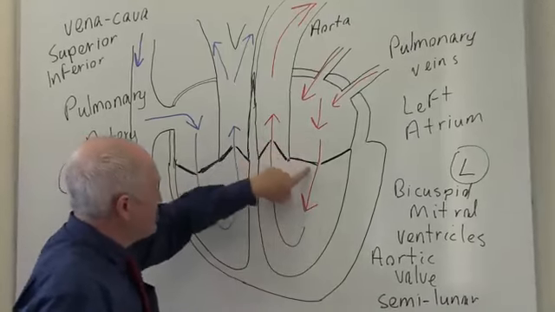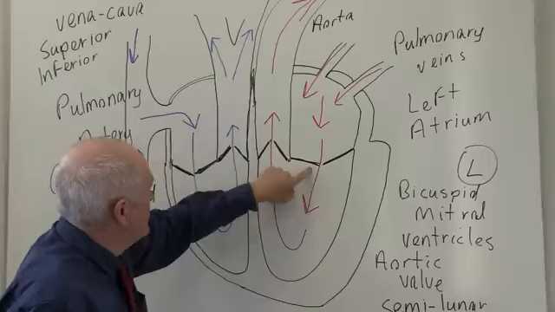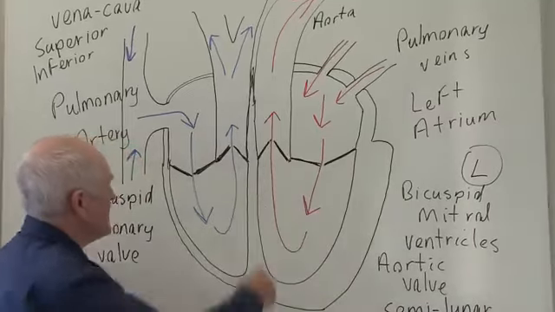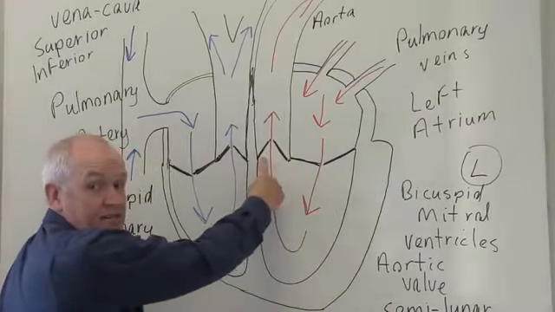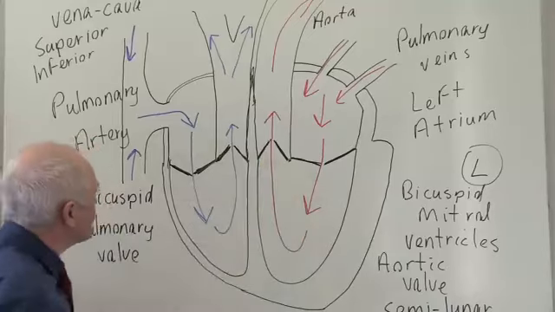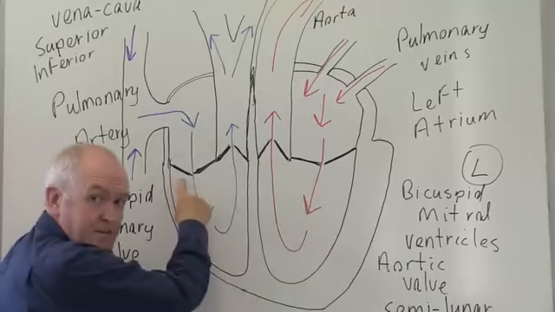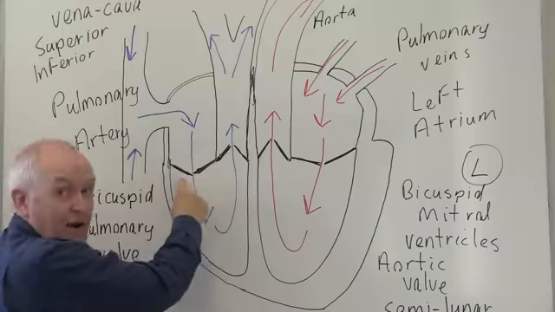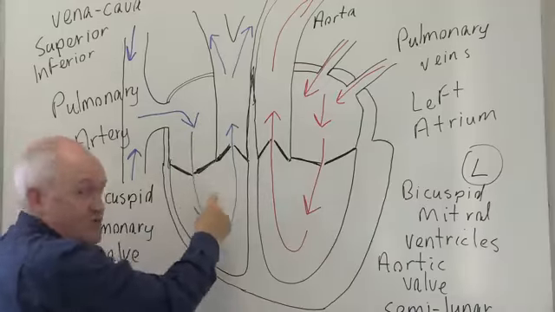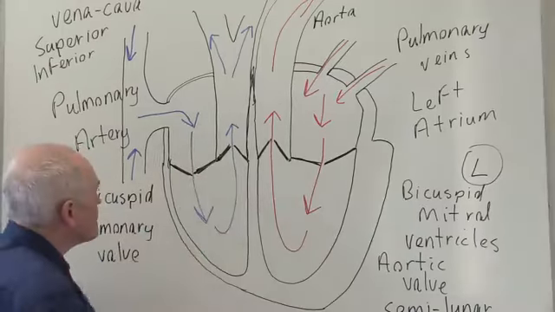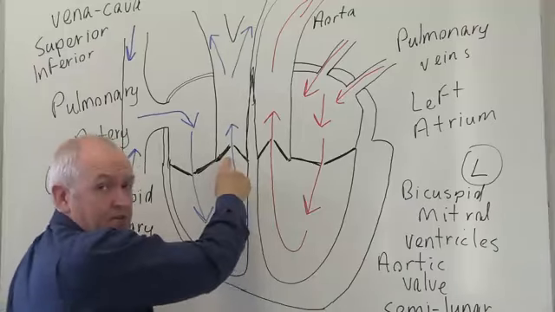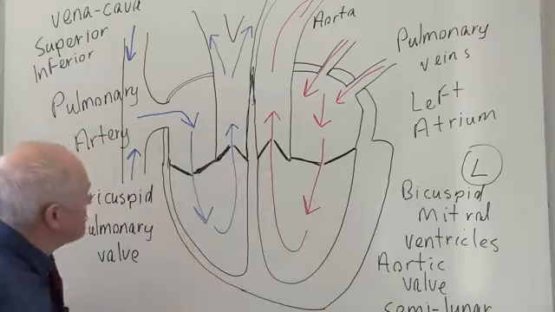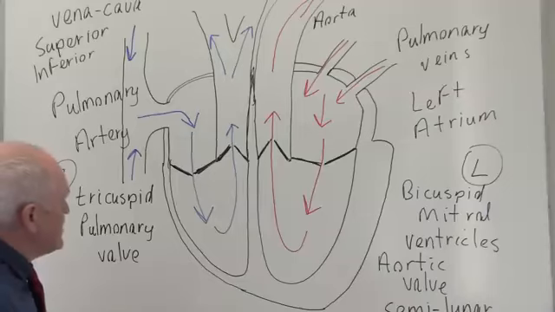The left atrioventricular valve is the mitral. This is the aortic valve, or the aortic semilunar valve. This is the tricuspid valve, which is the right atrioventricular valve. This is the pulmonary arterial semilunar valve. So that's the essential anatomy we need to know.